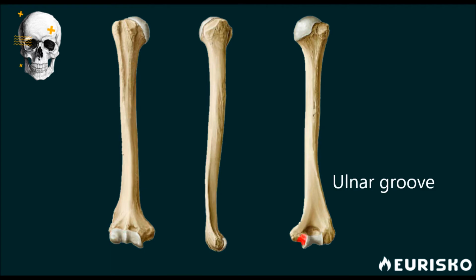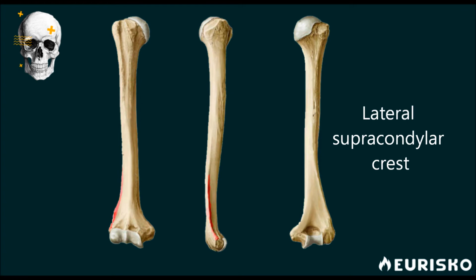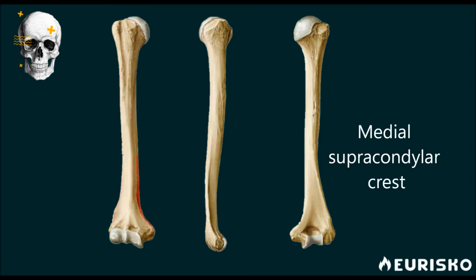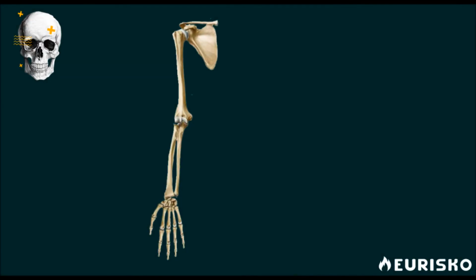There is also the ulnar groove on the backside of the distal epiphysis, situated just between the condyle and medial epicondyle. There are also two crests situated near the epicondyles: the lateral supracondylar and medial supracondylar. The humerus participates in the formation of two joints, the glenohumeral or shoulder joint and the cubital joint, also known as the elbow.